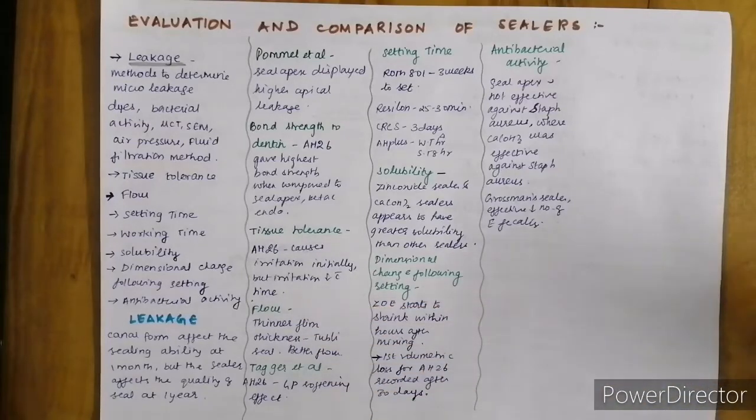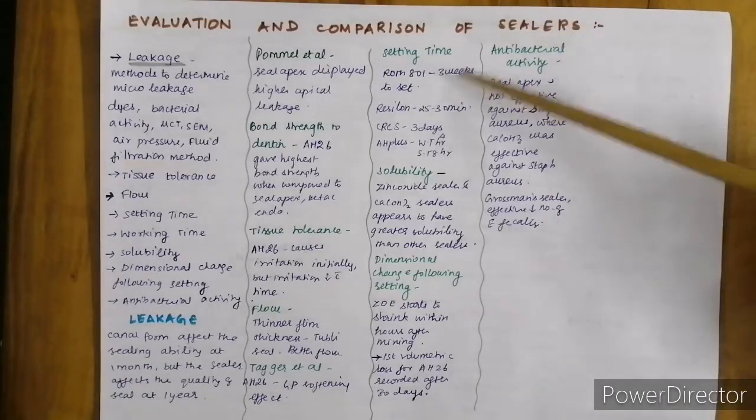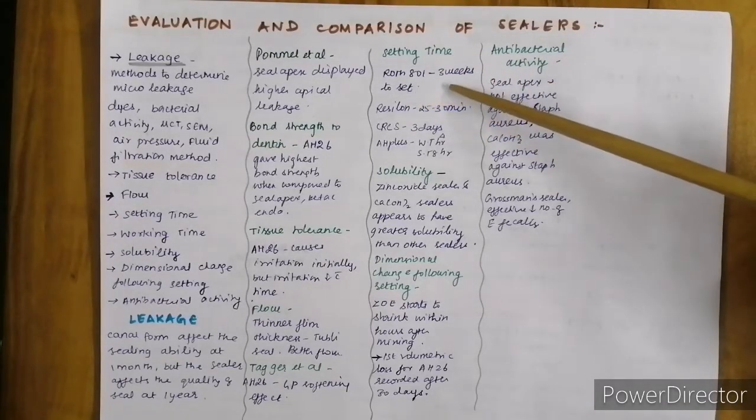Then flow. If you are going to obturate a canal with an open apex or a wide open apex, we will not usually choose a sealer which is very thin in consistency. So the film thickness plays an important role. Thinner film thickness is found with Tubli-Seal. It has better flow. So we have to choose the sealer according to the canal morphology also. Then Tagger et al. have found that the AH26 sealer has a GP softening effect.